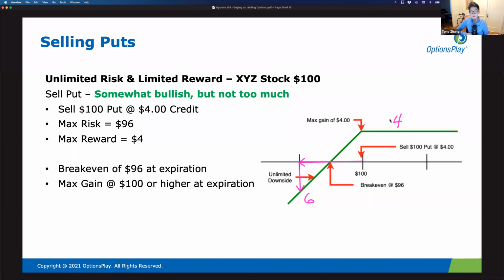And that unlimited risk is always something that concerns investors. But remember, the stock has to go to zero for that to happen. And there's an expiration date. It has to go to zero by that expiration date, which largely is hard to do for a stock to go to zero between now and, let's say, 30, 40 days from now. A lot really has to happen for that to appear.